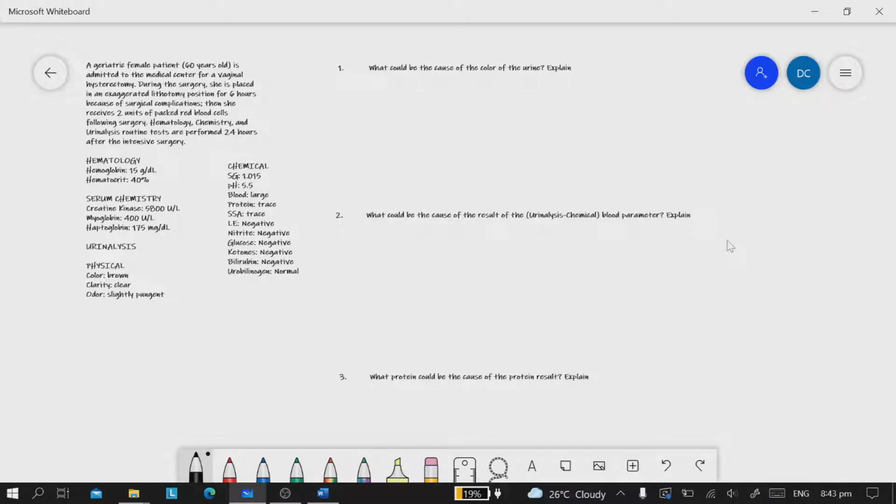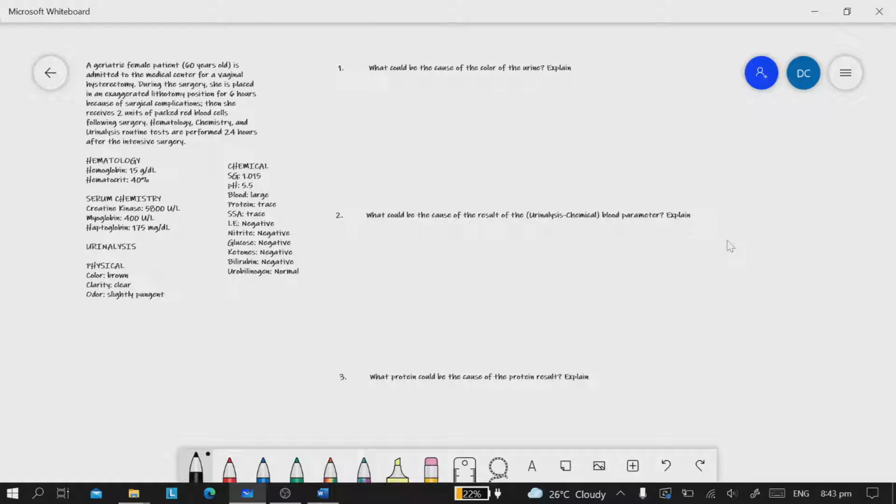Good day, everyone. So we will now rationalize our answers for the clinical microscopy case study, specifically for the chemical parameter topic. Before we read and answer the questions provided, we will first analyze, read, and comprehend the case study as well as the laboratory results.